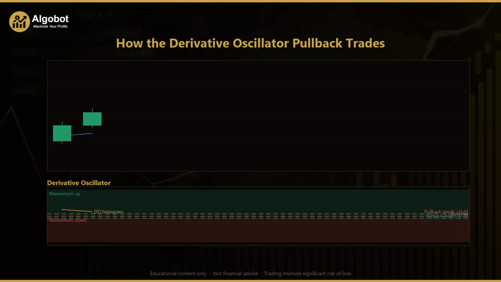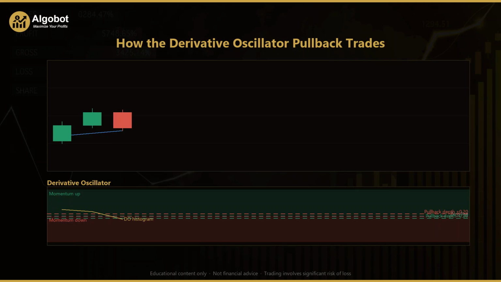Let's walk through this chart candle by candle and study both a long and a short example. On the price panel, you can see the blue trend exponential moving average line. In the lower panel is the derivative oscillator, our gold histogram, with a dashed gray zero line in the middle and the small pullback depth bands at plus and minus 0.20.